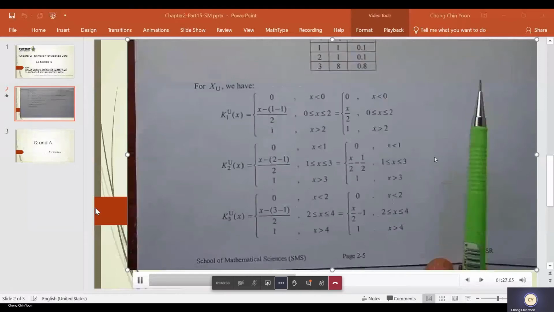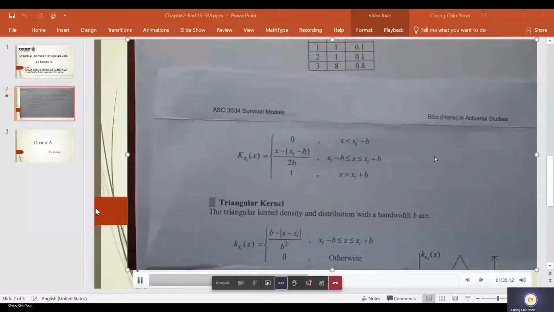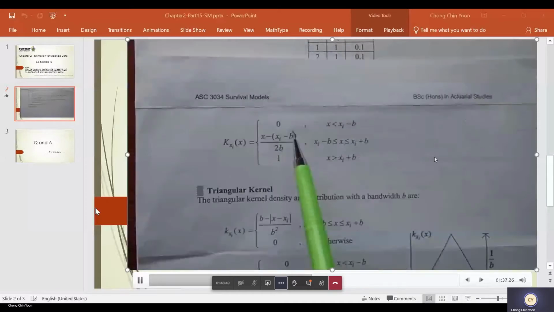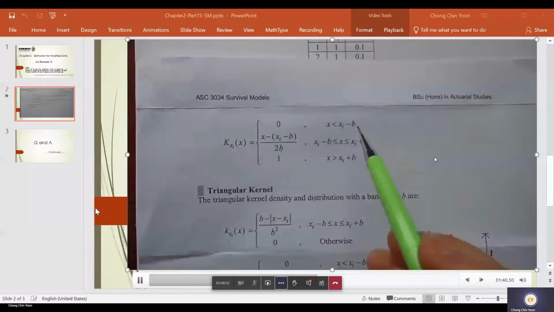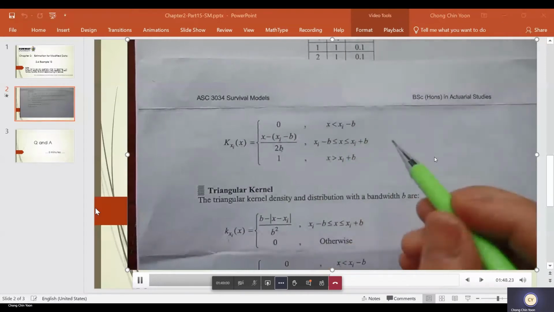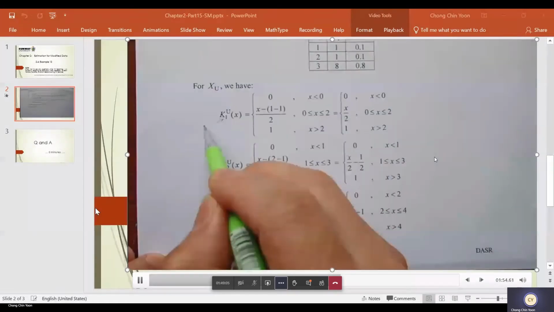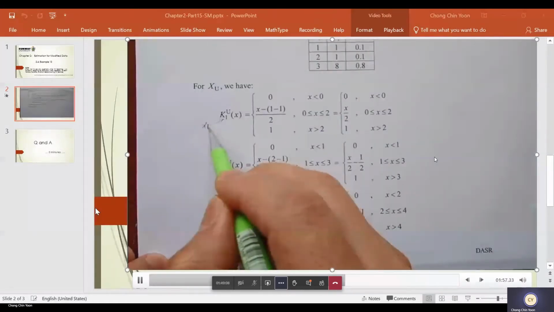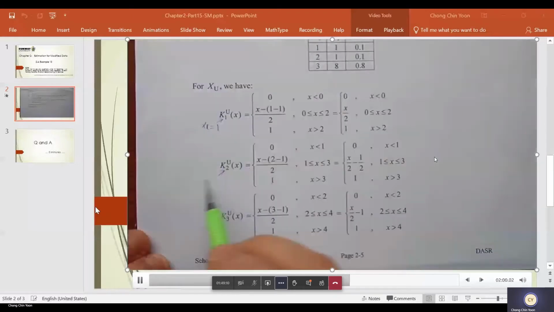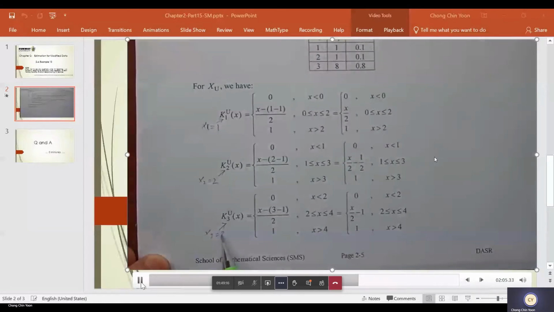So let's calculate the kernel distribution for this K under the uniform. We have to use this formula to calculate. We substitute the B as 1, X remains, and Xi becomes 1, 2, 3. So for this question, this is my X1 is 1, this X2 is 2, and this X3 is 3.